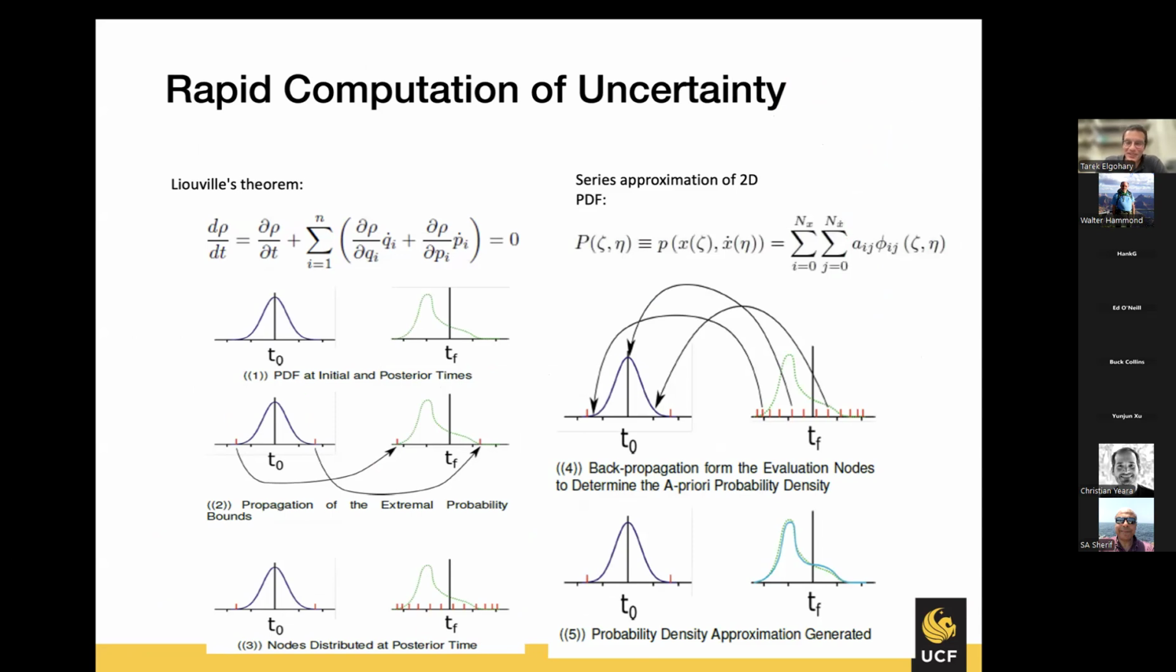So the last component is uncertainty quantification. For that, we're using a lot of techniques, and our aim is always getting a way to do this very rapidly and in the most efficient way possible.